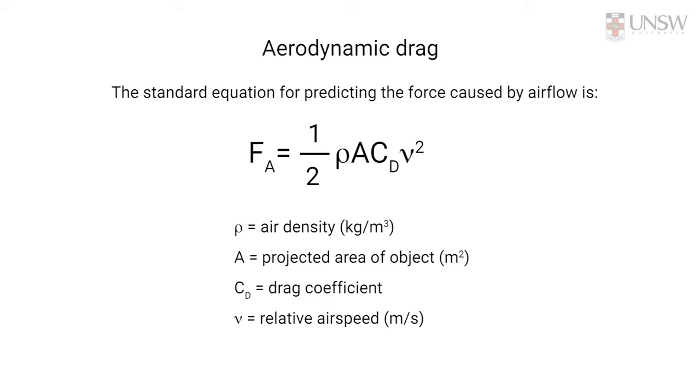Fa is the drag measured in newtons. Rho is air density measured in kilograms per cubic metre. A is the projected area of the object measured in square metres. CD is the drag coefficient, which has no dimensions, and V is the relative airspeed in metres per second.